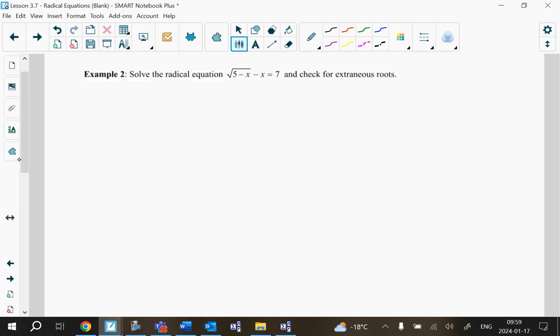So what do we want to do here first? We want to square both sides to get rid of the square root, but is there anything I should do first? Add x to both sides. Get rid of that minus x with the square root expression by adding x. So we get the square root of 5 minus x equals, and I'm just going to write it like this, x plus 7.